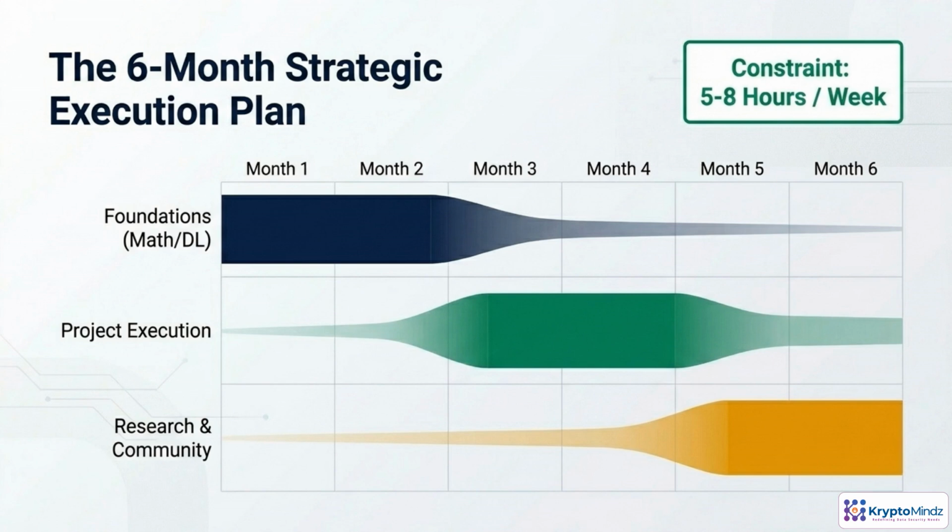Think of the next 6 months as 3 overlapping phases, each with one main focus. Early on, lean heavily into foundations, core math, deep learning basics, and essential tools. As your confidence grows, shift your main effort to projects where you implement and ship things. Later, dedicate more time to deeper theory, research habits, and community. Throughout, set a realistic weekly time budget and adjust it each month based on your results and energy.